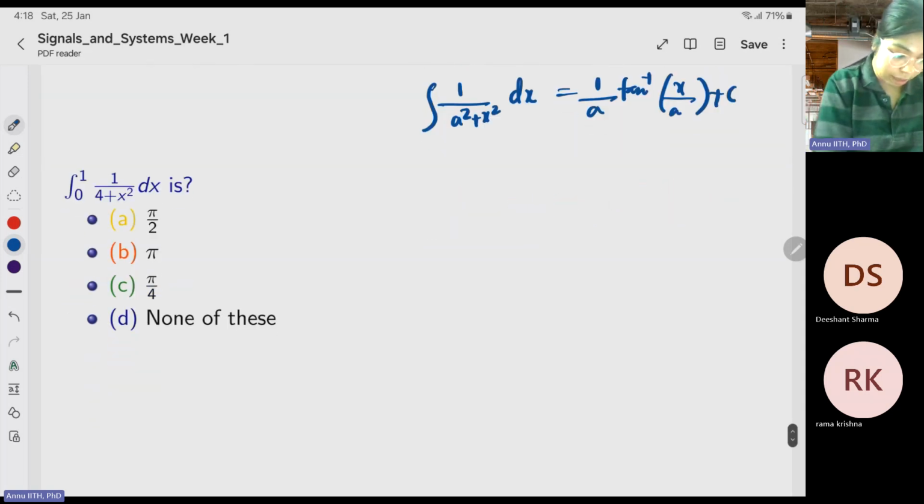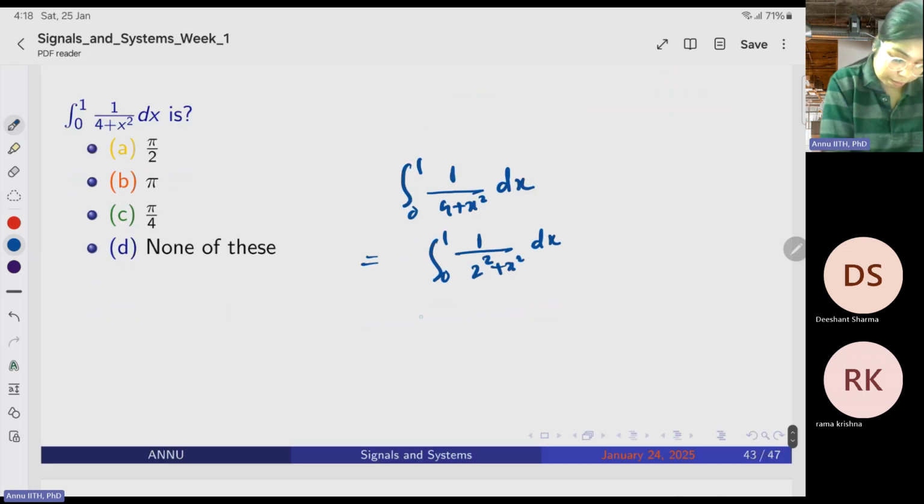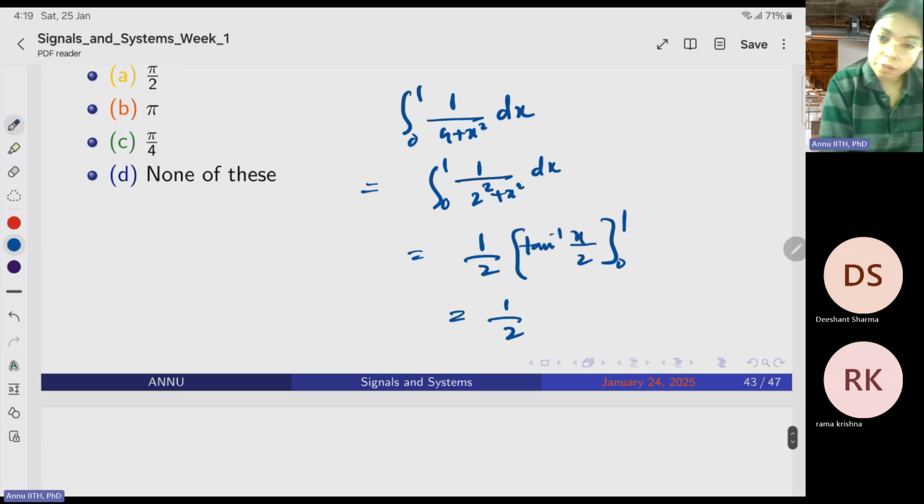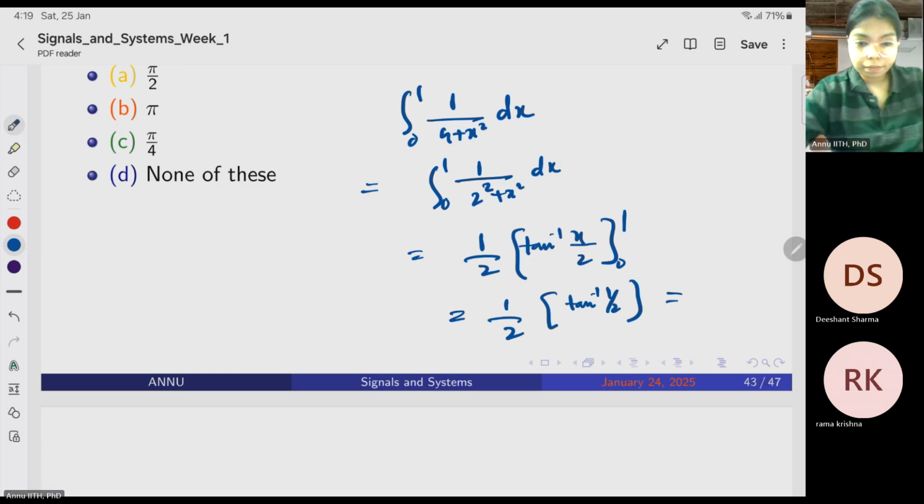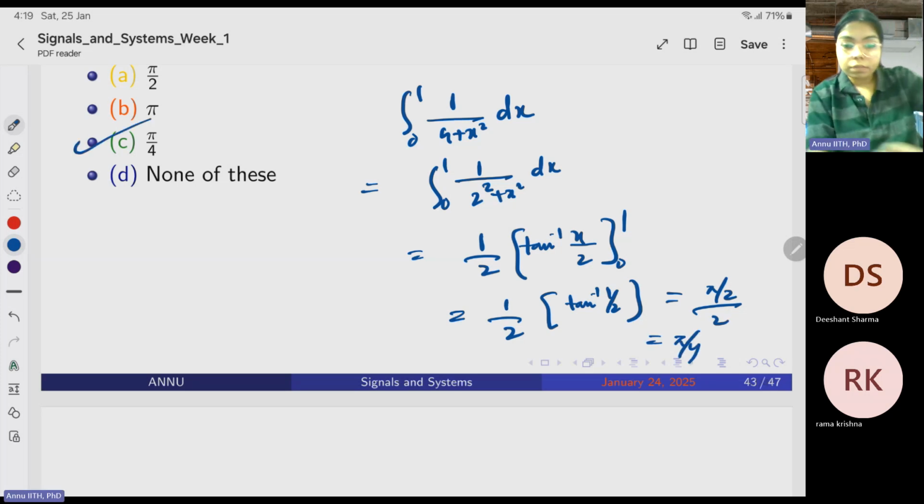So we just need to keep the formula and the limits. 1 by 4 plus x square dx from 0 to 1 is 1 by 2 square plus x square dx, which is nothing but 1 by 2 tan inverse x by 2, from 0 to 1. Tan 0 is 0 because it is sine by cos, so it is 0. Tan inverse 1 by 2, so what is the tan inverse 1 by 2? It's pi by 2. Okay.